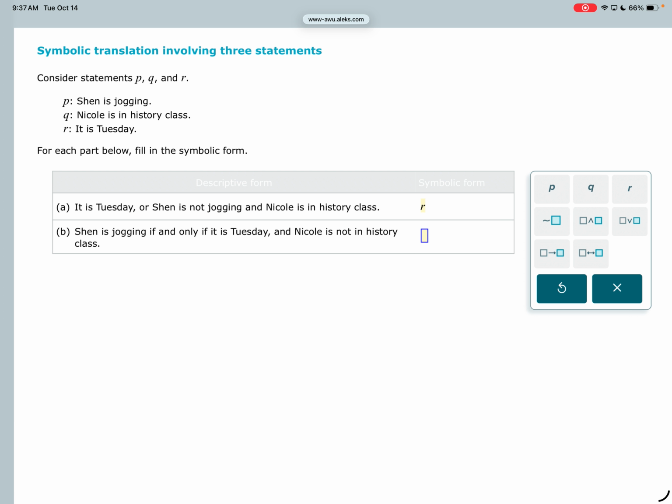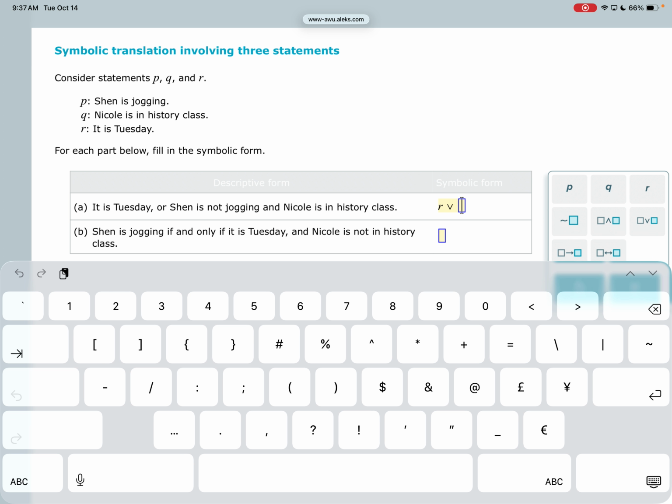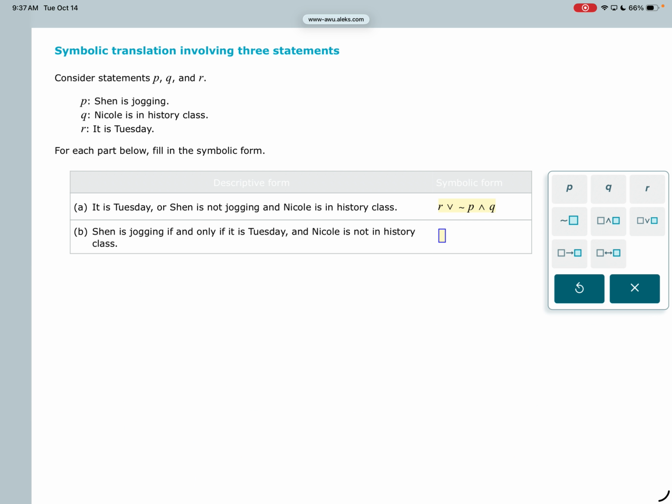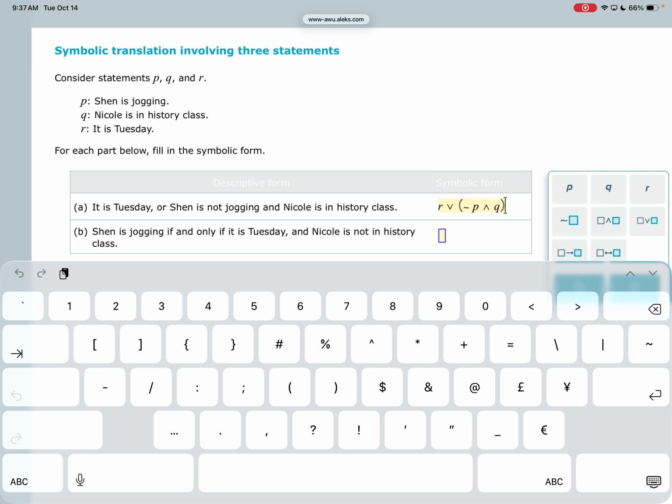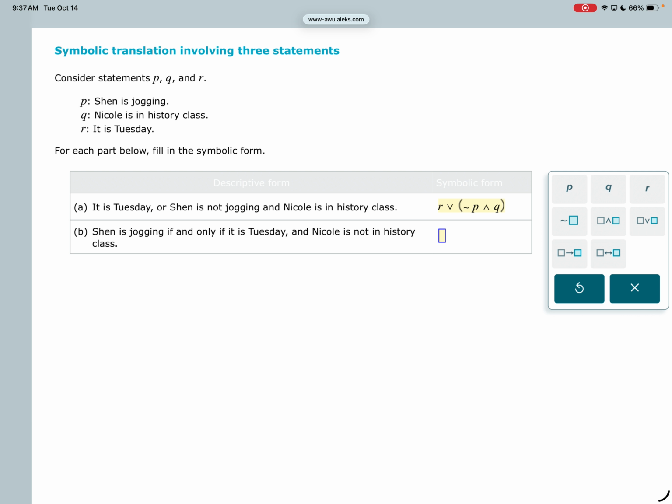Or Shin is not jogging. So there's an or. I'll come back and add the parentheses in a second. Shin is not jogging would be not P. And Nicole is in history class. So that's Q. All right. So like that's the way it looks if you read this. But if I say it, I'm saying it is Tuesday. Or you have these other options. So where that parentheses is, we're going to put a parentheses around the second part to denote that it is Tuesday is separate from the she is jogging and Nicole's in history class. So wherever there's a parentheses, wherever there's a comma, you will probably do some sort of parentheses.